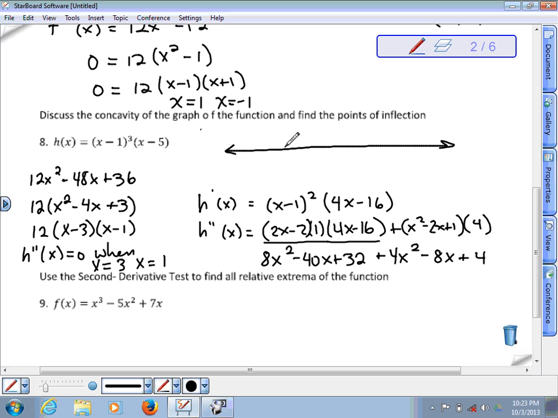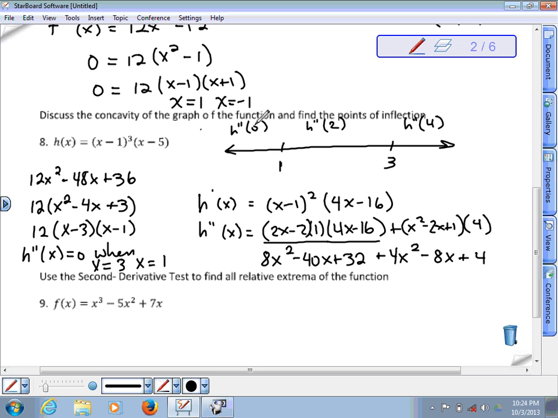To discuss the concavities, we have 1 and 3. Test points in the intervals now. In the second derivatives, we need to do h double prime of 0. We can do h double prime of 2 and h double prime of 4.